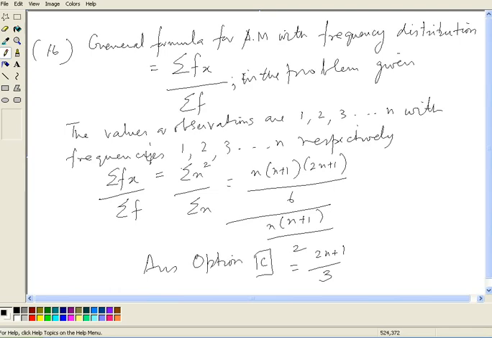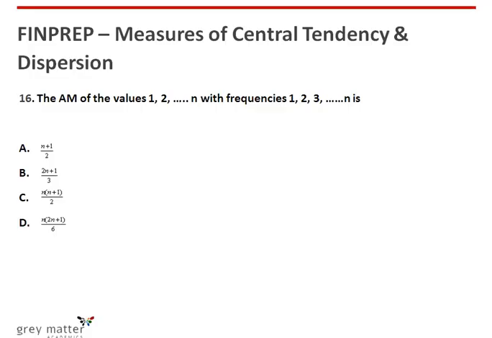So sigma n squared will be n into n plus 1 into 2n plus 1 by 6, divided by n into n plus 1 by 2. Sigma n is n into n plus 1 by 2, so it works out to 2n plus 1 by 3. Answer is option C. Going to our PowerPoint presentation, the answer is B option, which says 2n plus 1 by 3.